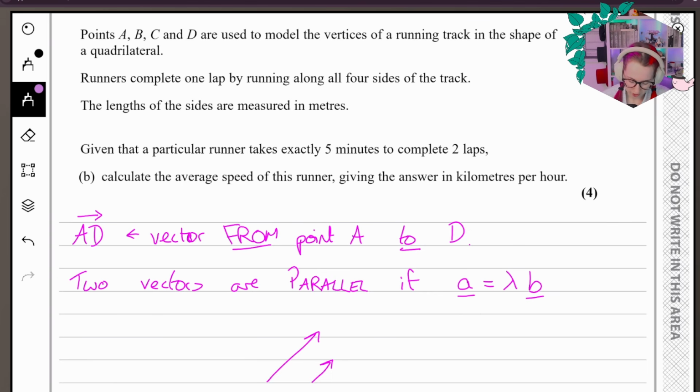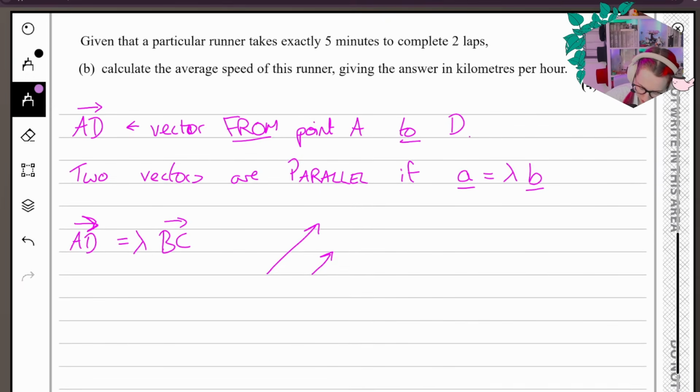So what we're going to try and show is that AD as a vector is some value lambda of BC, or the other way around. So how do we do this? Well, great question. No. So a vector between 2 points, AD, is the same as saying the position vector of D minus A.